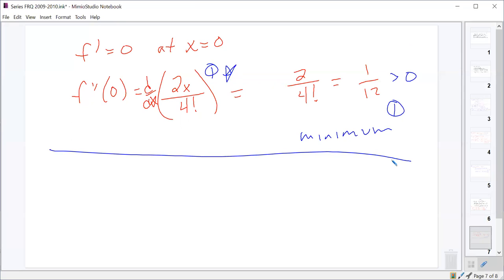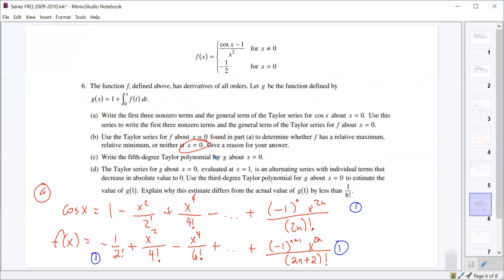All right, part C. What did part C ask us about? It asked us to write the 5th degree Taylor polynomial for g, which they gave us at the beginning, 1 plus the integral from 0 to x of f. So fifth degree Taylor polynomial for that. So how do we write a fifth degree Taylor polynomial?